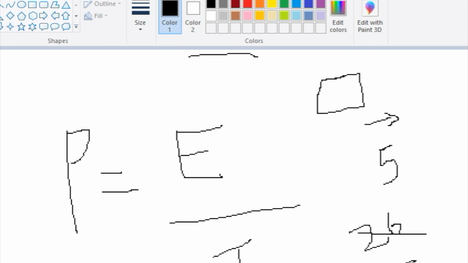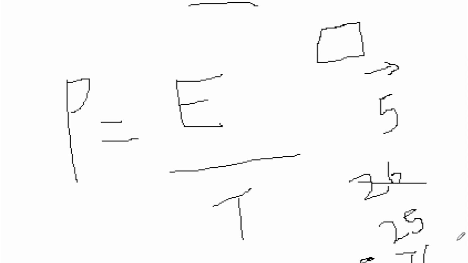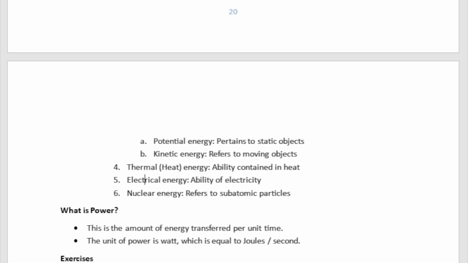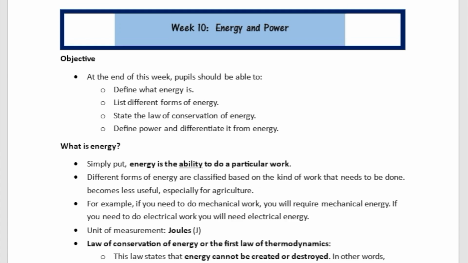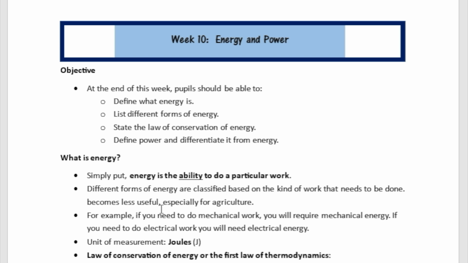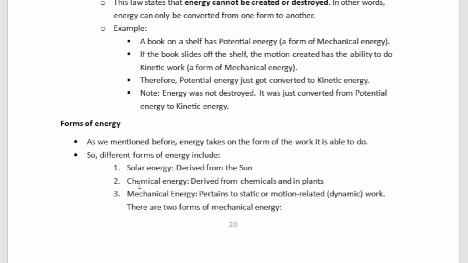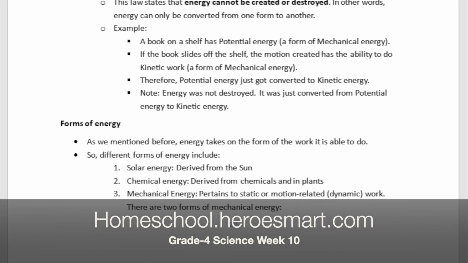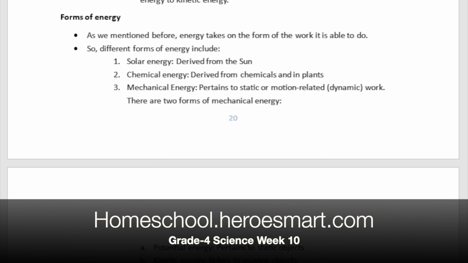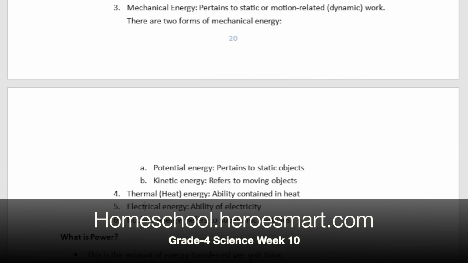All right, so we're going to be talking about those kind of concepts a little bit more as you study on with us. All right, so today we talked about energy and power. What is energy? Simply ability to do work. It is measured in joules, different forms of energy: solar, chemical, mechanical, potential, kinetic, thermal, electrical, and nuclear energy. What is power? The amount of energy transferred per unit time, which is joules per second, or watts in terms of electrical energy.